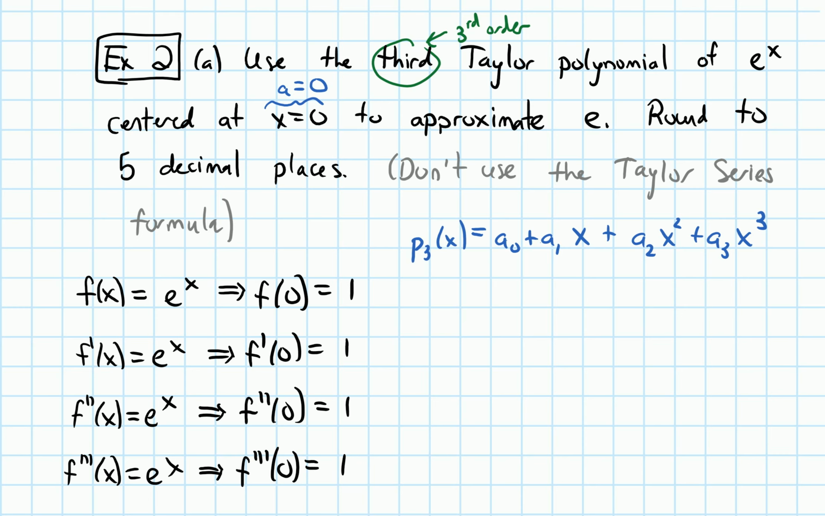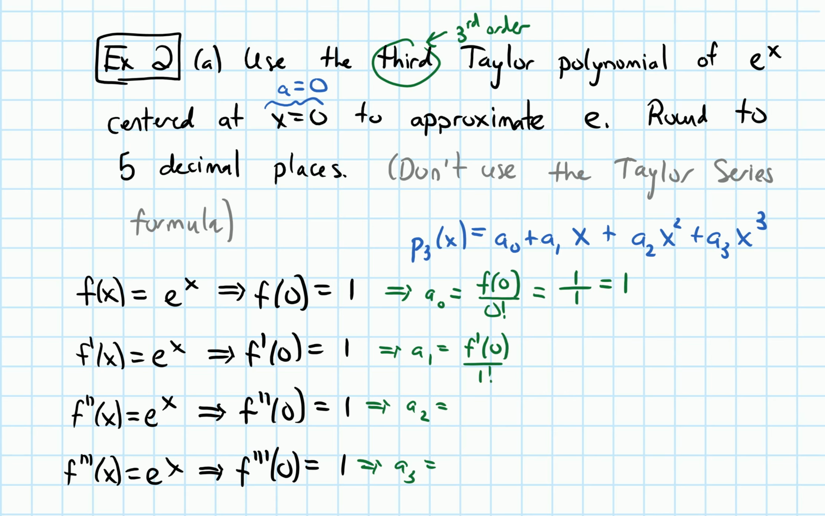So now remembering our formula for the coefficients, the constant coefficient a0 is going to be the original function evaluated at that center point divided by 0 factorial. Well, f of 0, the numerator is 1. 0 factorial is 1. And 1 over 1, that's just 1. Okay, then we keep going. Let's do a1 and a2 and a3. So a1 is going to be the first derivative evaluated at that center point, 0, divided by 1 factorial. So the numerator is 1, and 1 factorial is 1, and that gives us 1.